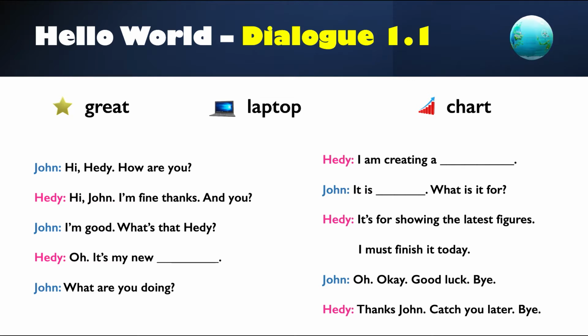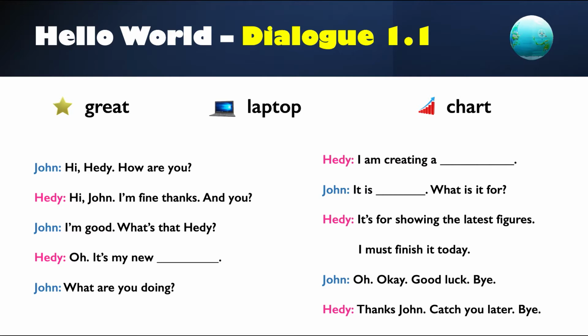Thank you, Yonghee. That was quite fun. Yes. So we'll just check a few things here. She says, I'm creating a chart. That means I'm making a chart. And Hedy also says it's for the latest figures. Figures here relate to accounting. Numbers. And finally, at the end, Hedy says, catch you later. I will see you later. It's a good phrase when you know you're going to see someone later. You can just say, catch you later. Bye.